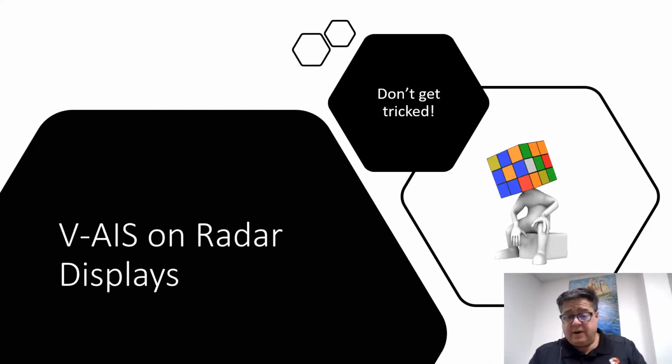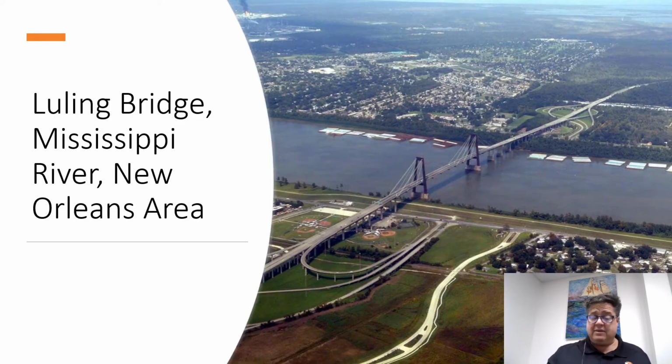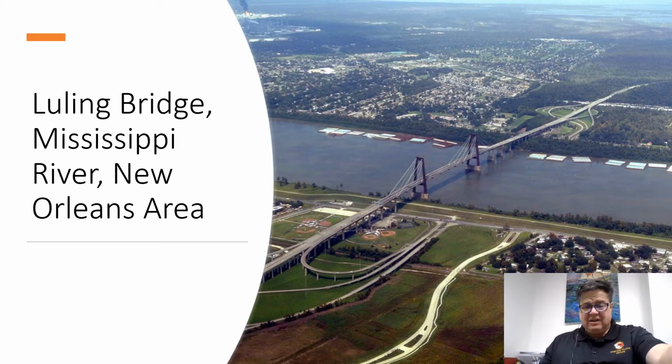AIS on our radar displays. I'm going to give you an example you might have seen before, but I like it. I think it's a good one because it's the first virtual AIS that was here on the Mississippi River. And this was the test bed for it. And, you know, they didn't really get it perfect, but it was a good go.